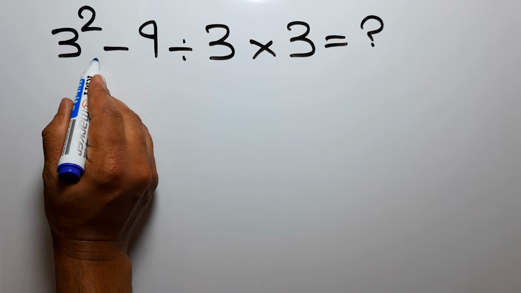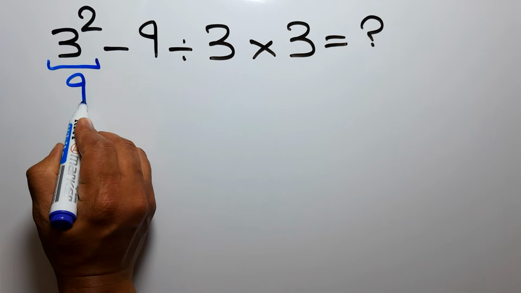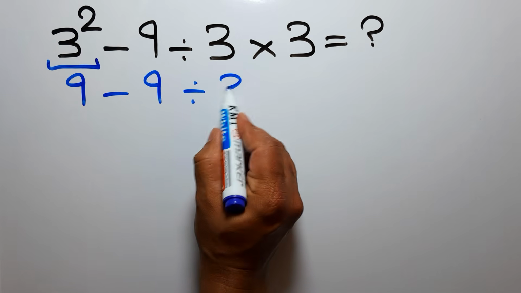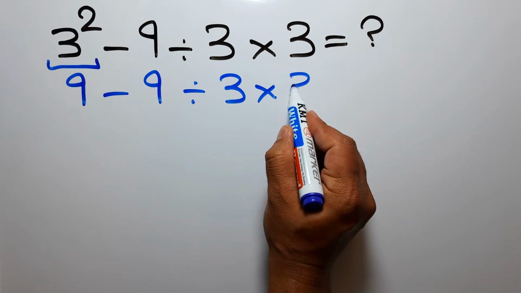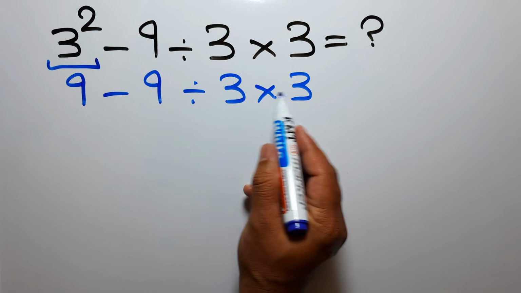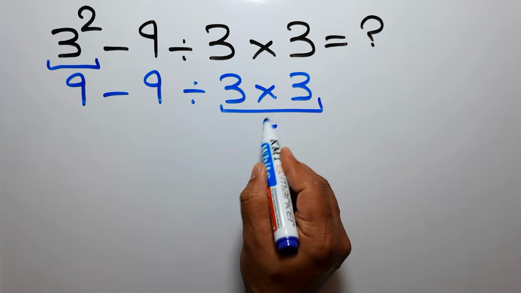3 squared gives us 9. So we have 9 minus 9 divided by 3 and then times 3. Now we do this multiplication. 3 times 3 gives us 9.